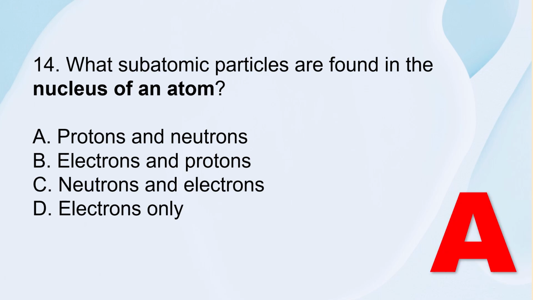Okay, the correct answer is letter A, protons and neutrons. Both of these subatomic particles reside in the nucleus. For letters B, C, and D, electrons orbit around the nucleus. So the subatomic particles found in the nucleus of an atom are only protons and neutrons.